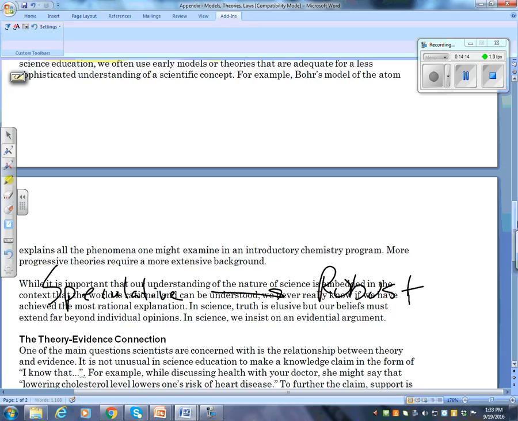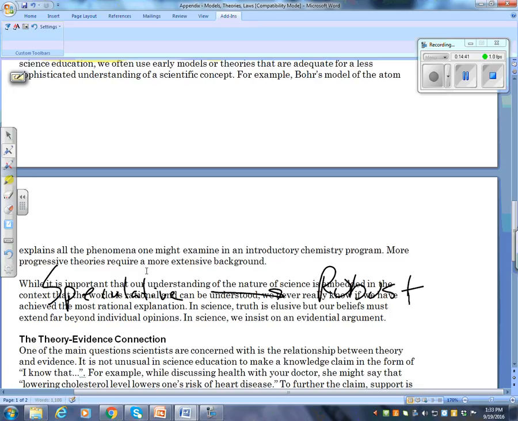In science education, we often use early models of theories that are adequate for a less sophisticated understanding of a scientific concept. For example, Bohr's model of the atom explains all the phenomena one might examine in an introductory chemistry program. More progressive theories require a more extensive background. In other words, to quote Jack Nicholson, you can't handle the truth. Maybe you've seen that movie. What's it called? A Few Good Men, Tom Cruise.